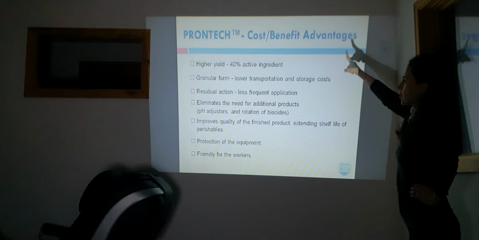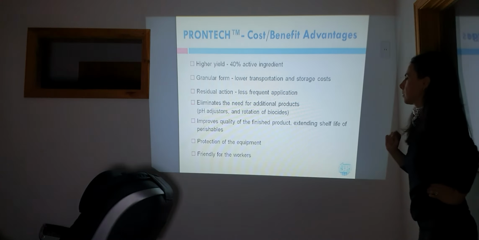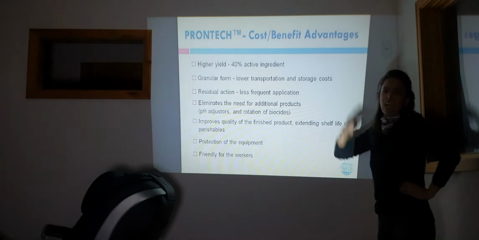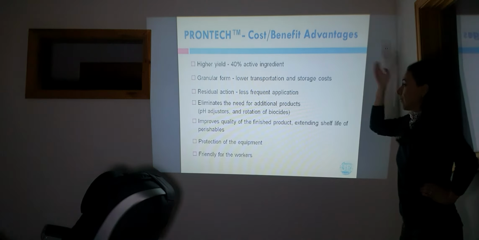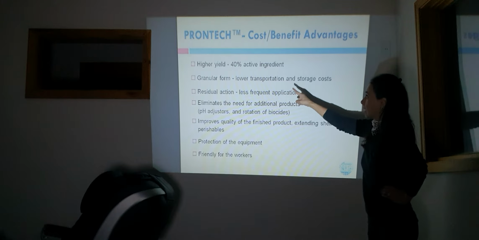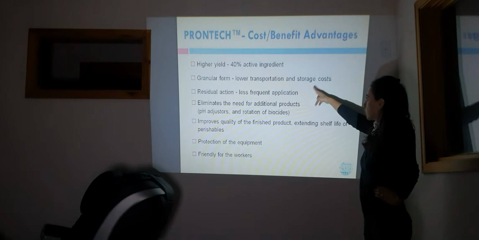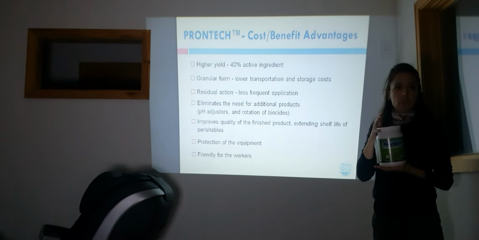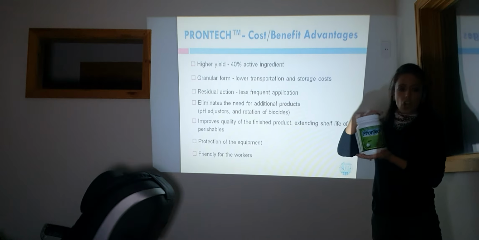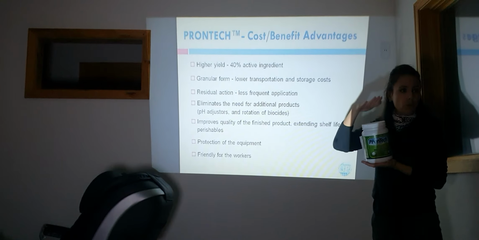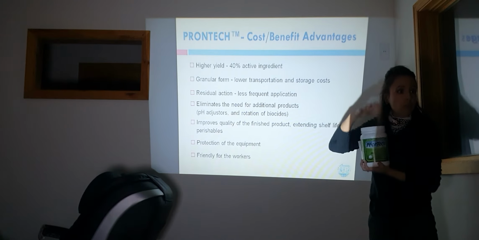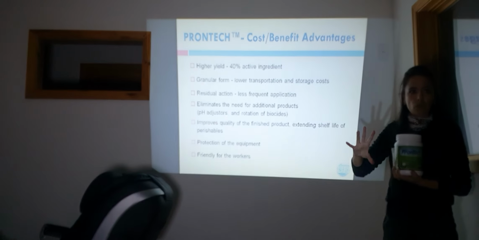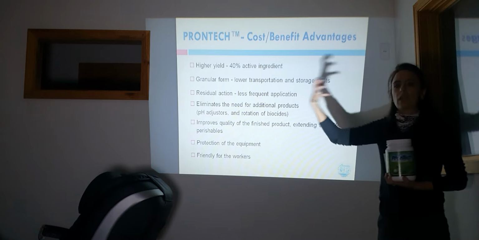Okay, cost, benefit, advantages of the product. Like I mentioned earlier, the product is 40% active ingredient, so it has a high yield. Its granular form also allows for high yield and lower transportation and storage costs. Like I said, right here you have 1 kilo, easily 100 gallons. So you have a lot of product, water. Whereas if you use the other products, they all come in liquid form, so it's more costly and you have to carry more.